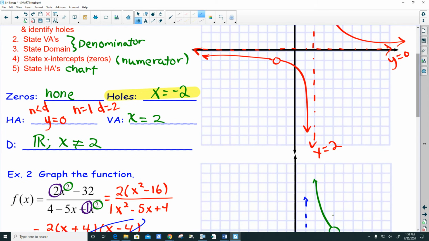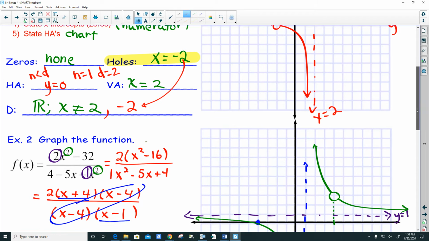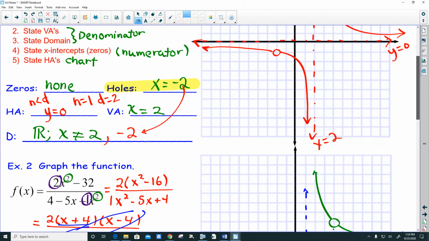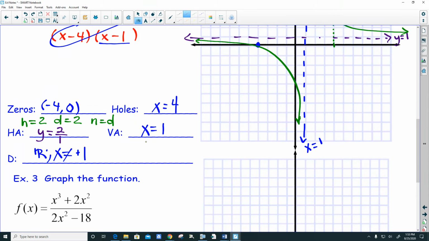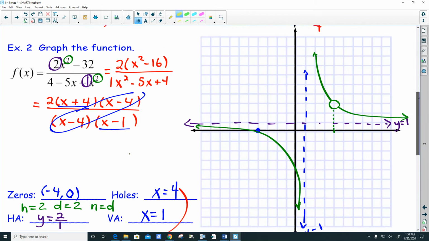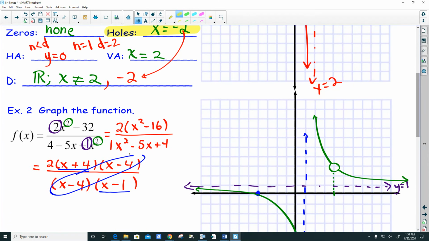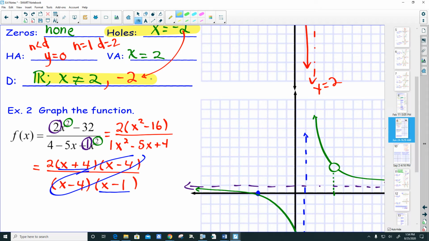Oh, you know what? I should have put the hole there as a restriction. If you think about what a hole is, it's a place on the graph that we're saying the graph is not allowed to exist. That's why there's a hole there to begin with. So when we're doing our domain restrictions, we always need to make sure that the restrictions are not just the vertical asymptotes, but they're a combination of the vertical asymptotes and the holes put together. I didn't think that I had mentioned that, so I apologize about that.